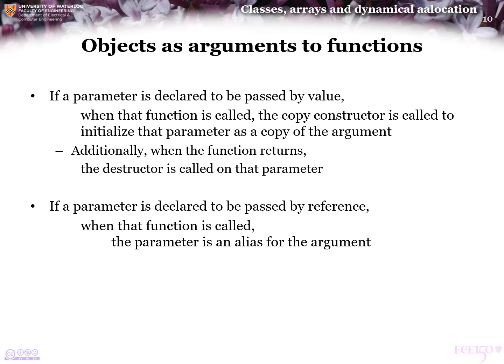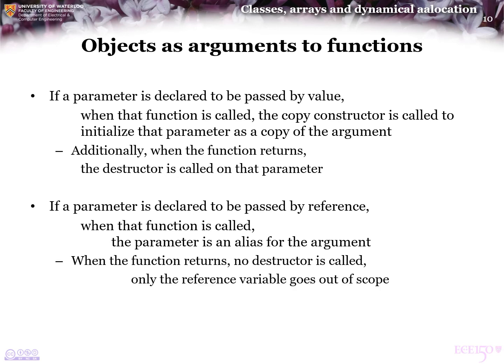This is why very often we will pass by constant reference, because we don't want to deal with copying the object, so therefore we pass by reference, but we don't want the function changing the instance, so we pass it by constant reference. Of course, when the function returns, there's no need to call the destructor, because only the reference variable, that is the alias, goes out of scope.